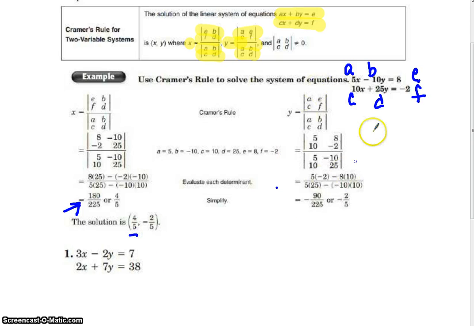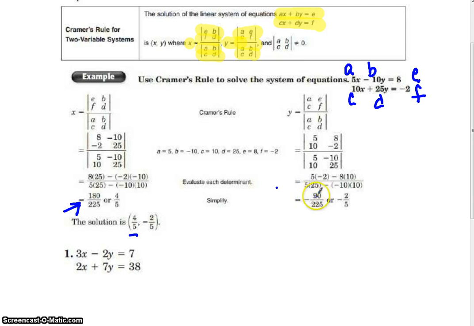Now you do it again for the y, except that the y is a, e, c, f. If you see the pattern and can use it, that's great. If you need to use your note card every time, that's not a problem. You will get to use your note card on the test. So once you get it set up, 5, 8, 10, negative 2, you say 5 times negative 2 minus 10 times 8, which is 90. 5 times 25 minus 10 times negative 10, which is 225.